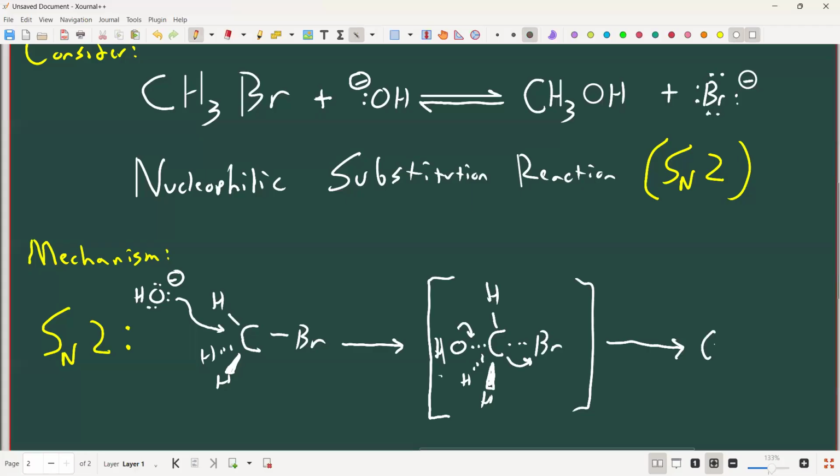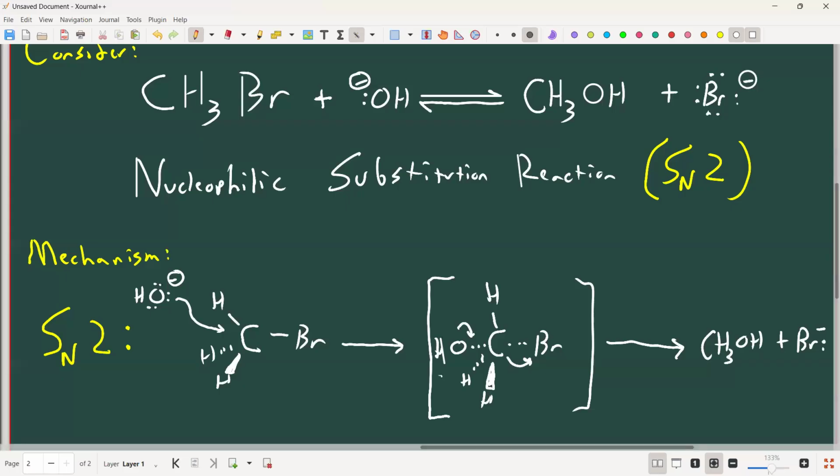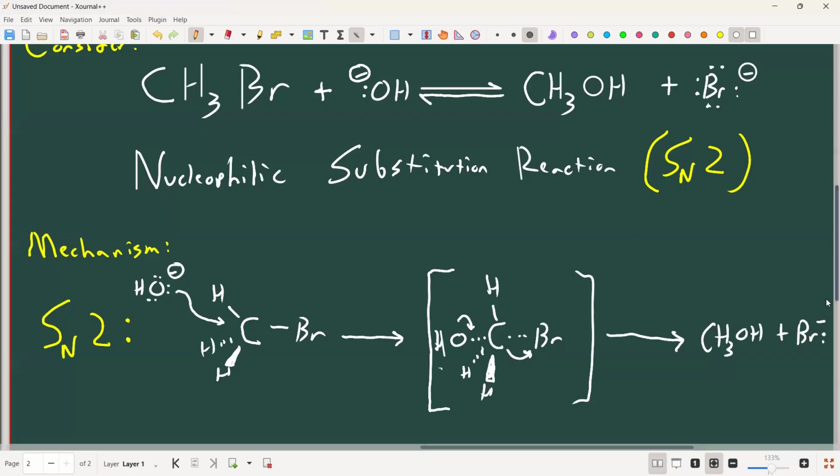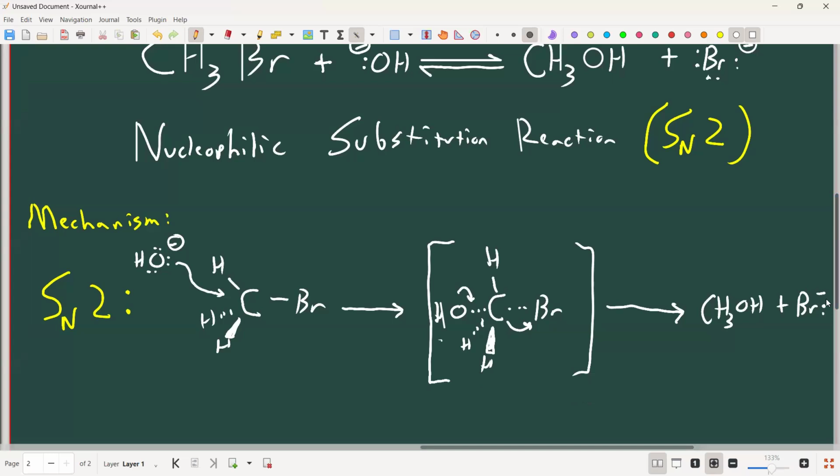And we're left with CH3OH plus Br minus. Okay. Angela, do you know what the name of this intermediate is called? Do you know the actual name of it? Do you know who invented this? Okay. This is what's called the Walden inversion.